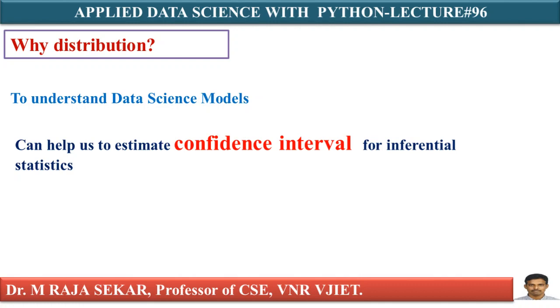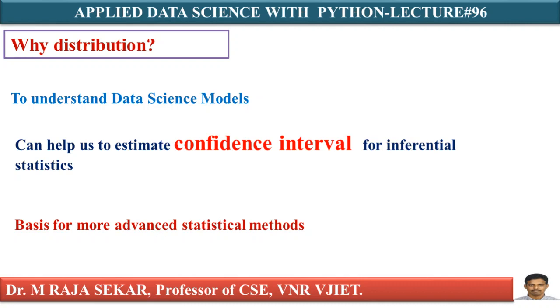Why distribution? If you know the distribution of a data set, then it will help you to estimate the confidence interval for inferential statistics. That's what I told you. In inferential statistics, there is something like a confidence interval. I will discuss what a confidence interval is in my future classes. These distributions are useful. They form the basis for advanced statistical methods. What are the advanced statistical methods? Statistical methods like ANOVA. I will discuss what ANOVA is in my future classes. ANOVA means analysis of variance. We will discuss different problems on ANOVA, factor analysis, cluster analysis, logistic regression.